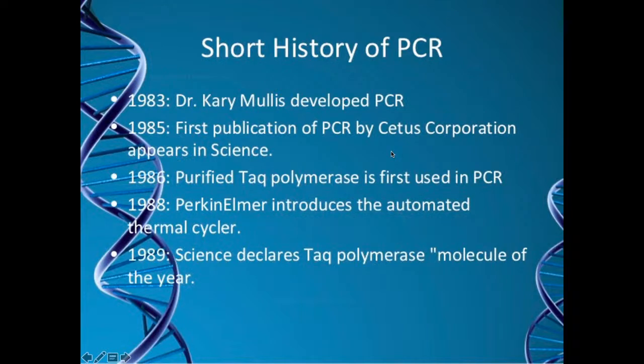So I have discussed the short history of PCR. In 1983, it was discovered by Dr. Kary Mullis. Remember his name, it is quite likely to come up in the exam. Then the first publication of PCR was done by Cetus Corporation. And then purified Taq polymerase was first used in PCR. In 1988, Perkin Elmer introduced the automated thermal cycler. And then Taq polymerase in 1989 was named the molecule of the year at that time.